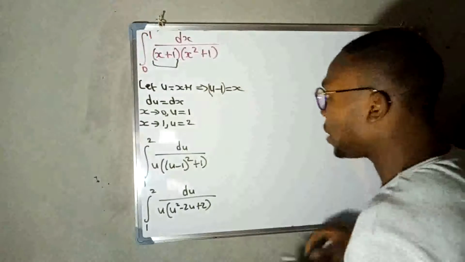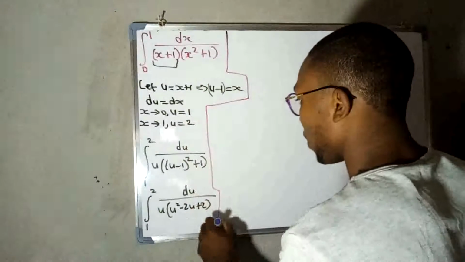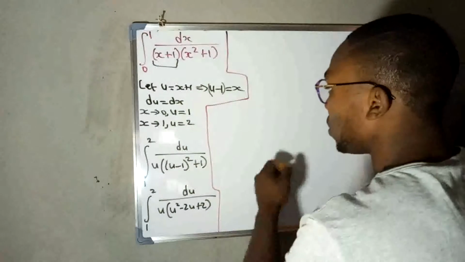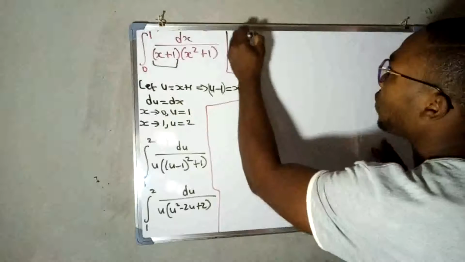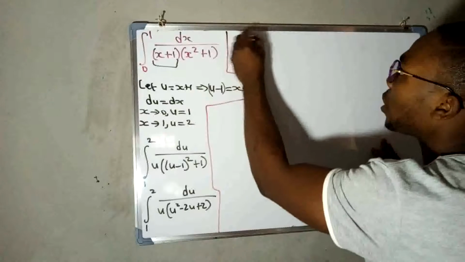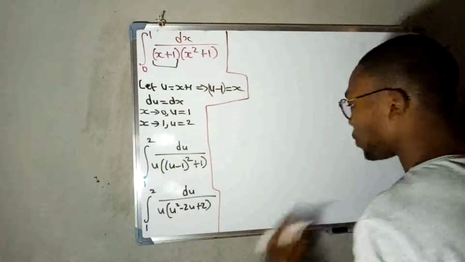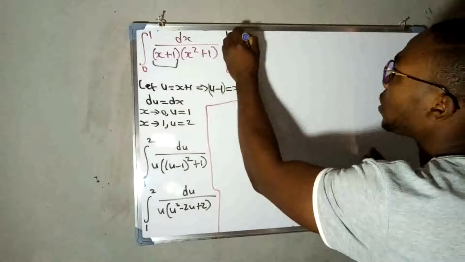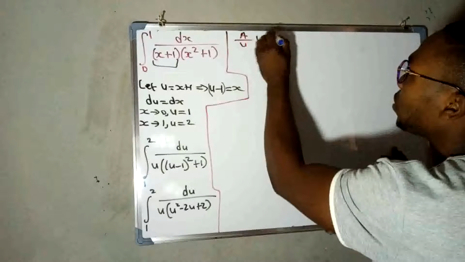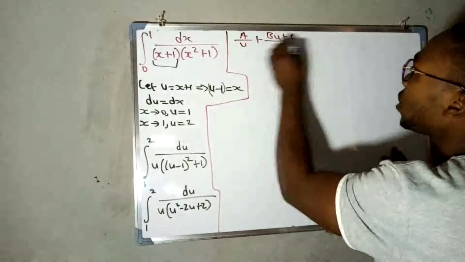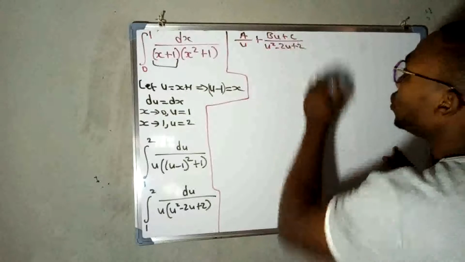I just have to apply partial fractions. So let me draw a line here. Let me change my marker. I'll have A over u plus bu plus c over u squared minus 2u plus 2.